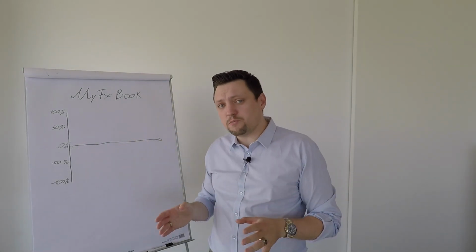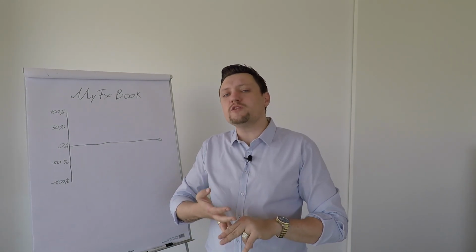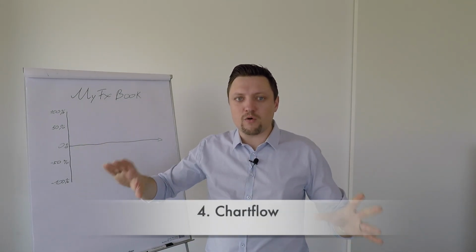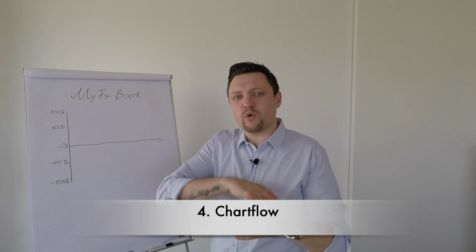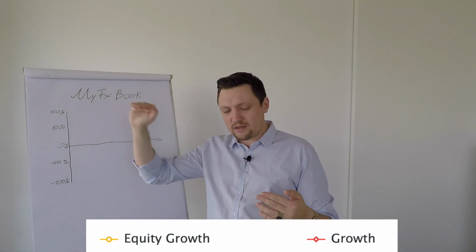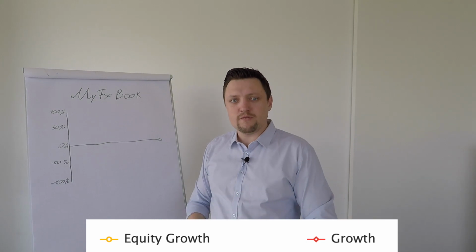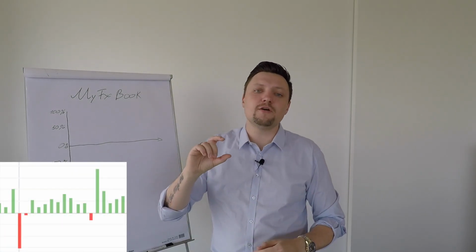So when we are at this point and the drawdown is okay, the period is okay, the gain is okay, we take a look at the chart itself. On the chart we have the graph, okay? And on the graph we have two lines, a red line and a yellow line, and we have two kinds of bars, the green bars and the red bars.